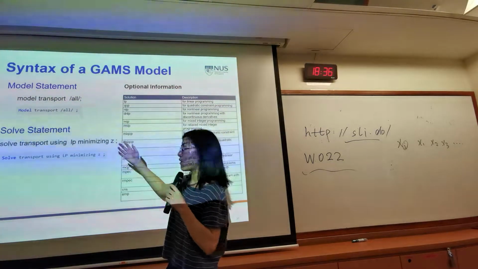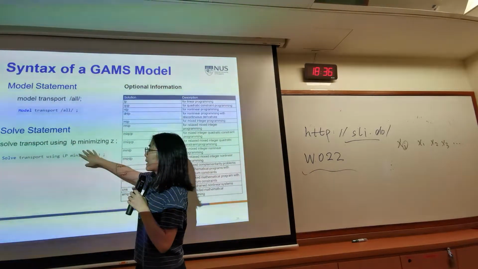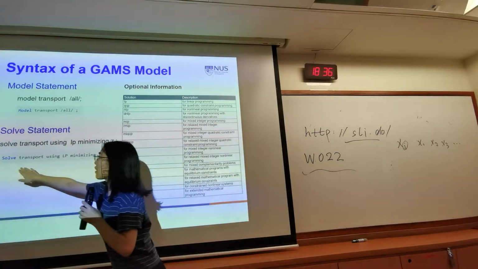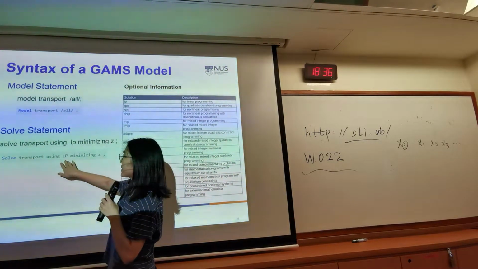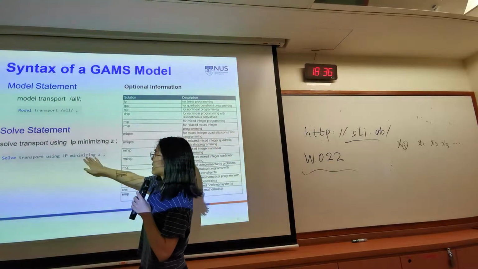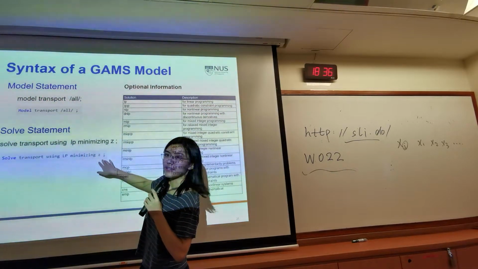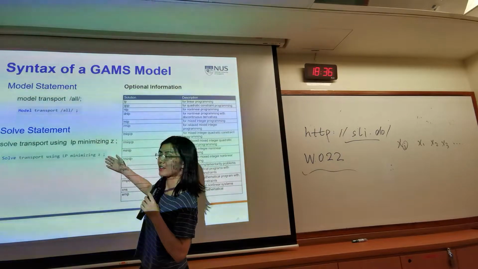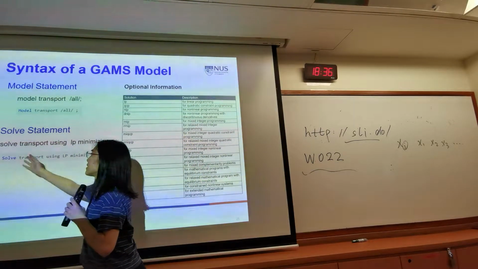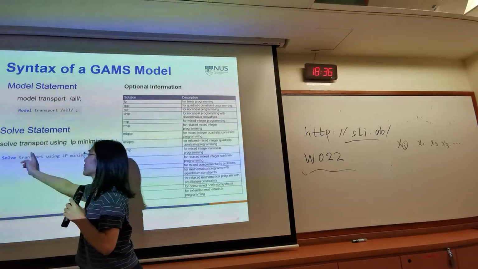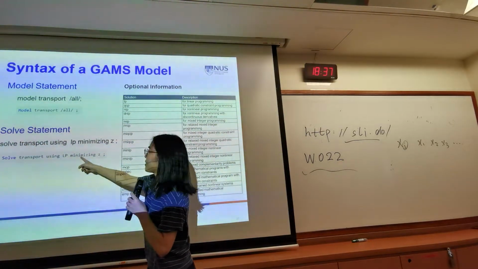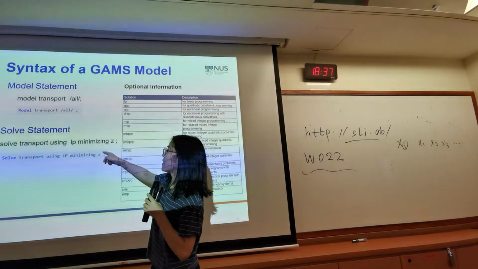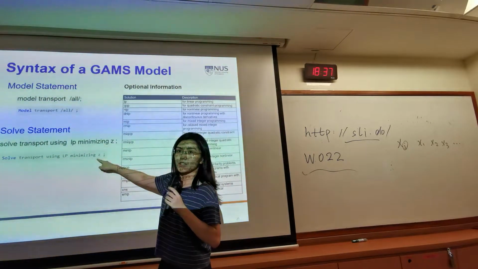So this is the overall framework, and you can put the solve statement. Solving the transport problem using linear programming, minimizing Z. So this is very clear. You must include all the key points, including solve, the problem, the type of problem, minimizing or maximizing, and the objective function.